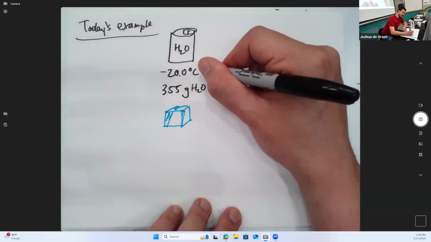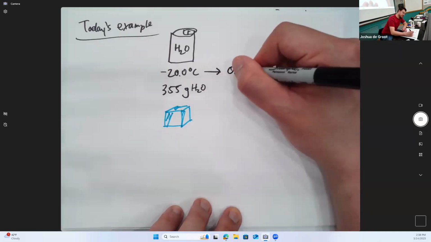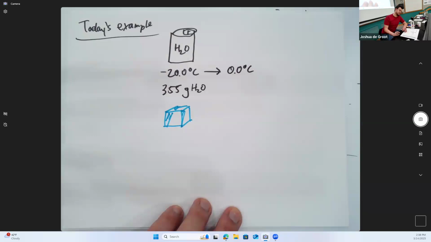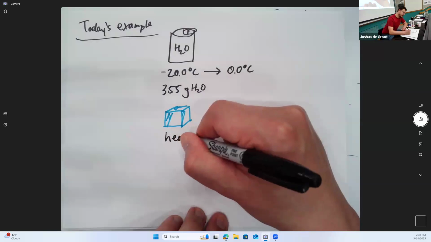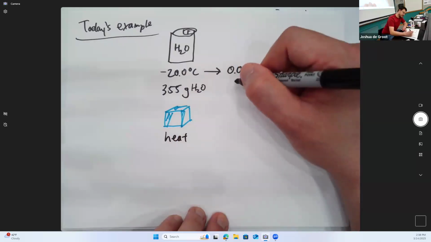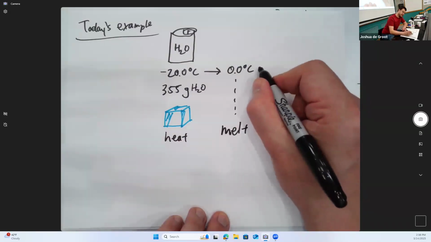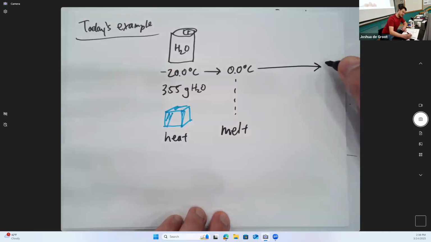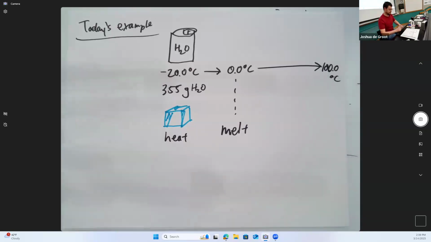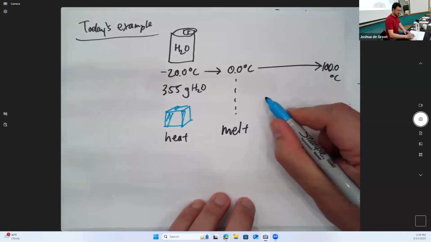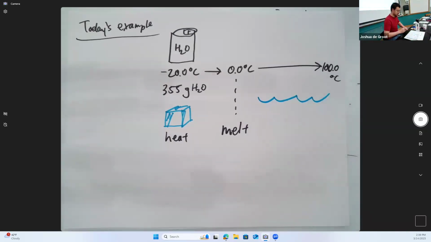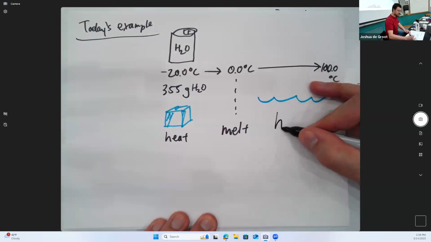All right, we're going to bring it to 0.0 degrees Celsius. So we're going to heat it. Then we're going to melt it. And then we're going to go to 100.0 degrees Celsius. We're going to have our liquid water. And we're going to heat it some more.